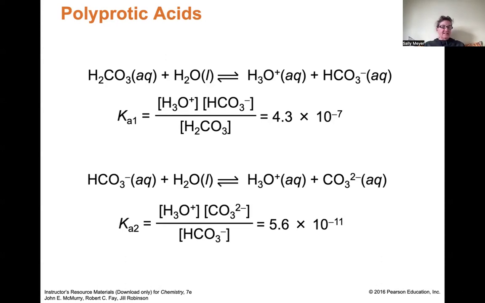So there's no new idea here. It's just equilibrium. So we can write the equilibrium expression for that second proton coming off, our products over reactants.